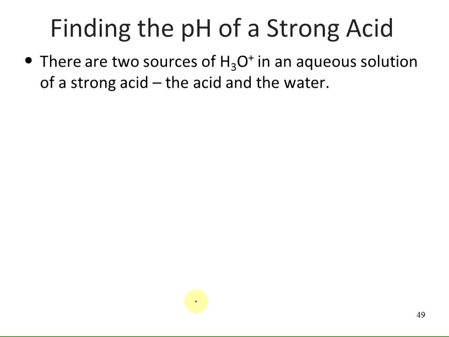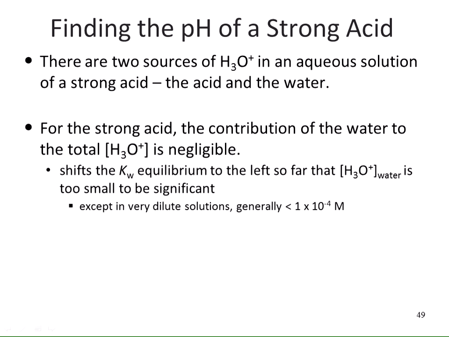Let's now discuss finding the pH of a strong acid. There are two sources of hydronium in an aqueous solution of a strong acid, the acid and the water. For the strong acid, the contribution of the water to the total hydronium concentration is negligible. This is because this shifts the Kw equilibrium to the left so far that the hydronium concentration from water is too small to be significant. This is except in very dilute solutions, and we're generally talking about less than 10 to the minus fourth molar.